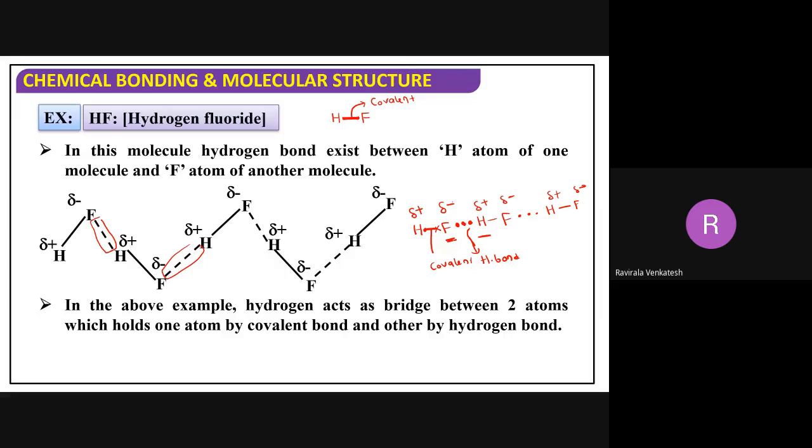Now in place of fluorine, we can take oxygen, and hydrogen. Now you take HF, water, and ammonia. All these three can form hydrogen bonding. They can form hydrogen bonding. See, fluorine, oxygen, nitrogen: all these three can form hydrogen bonding. Any doubts regarding this, regarding the hydrogen bonding definition?